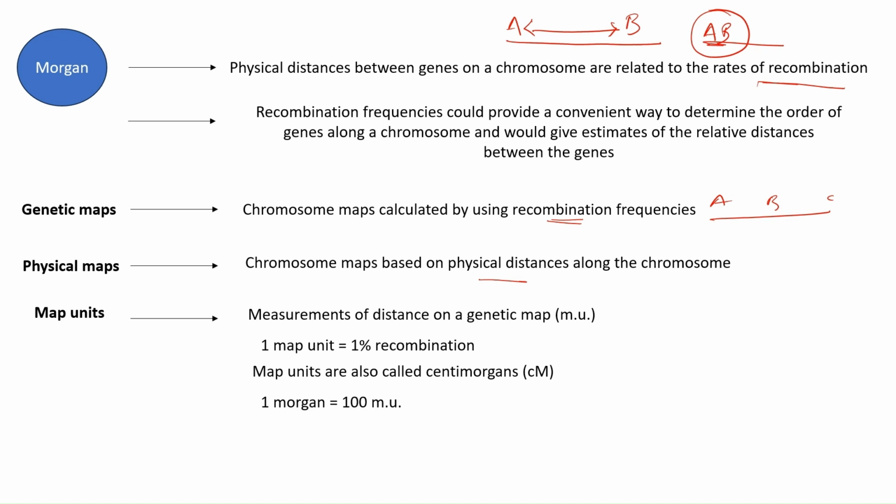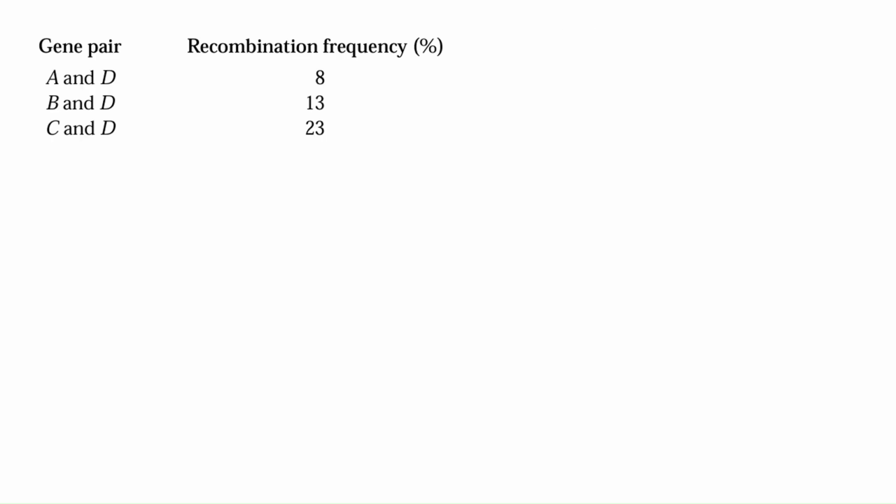A map unit is the measurement of distance on a genetic map, denoted by MU. One map unit means 1% recombination. Map units are also called centimorgans, after the name of the scientist Morgan, and 1 morgan is equal to 100 map units. Now we will see how we can use the recombination frequency to map the genes.